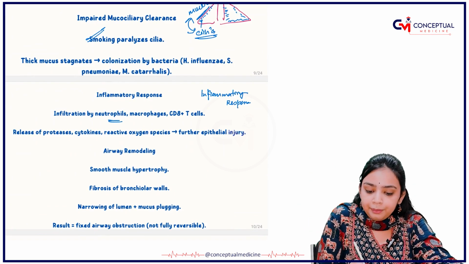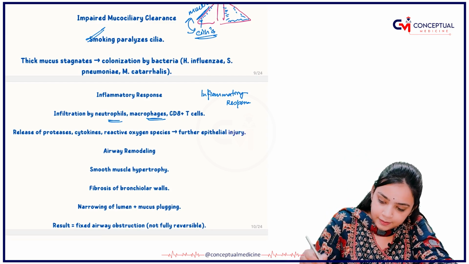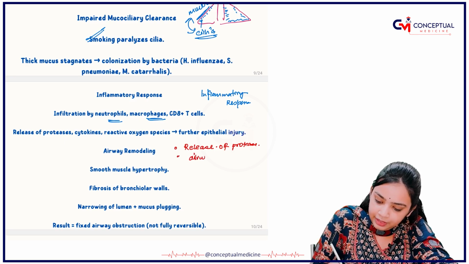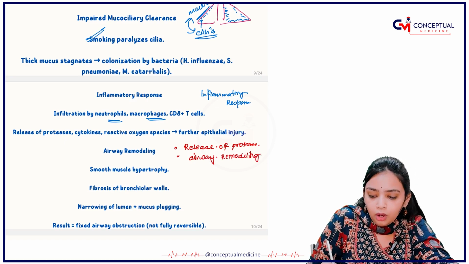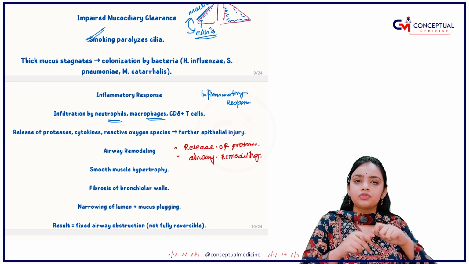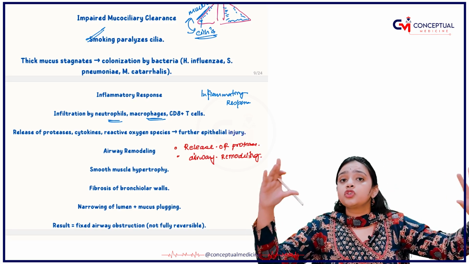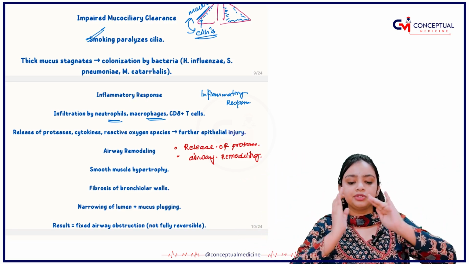As a result of which, the neutrophils and the macrophages get activated, and there is release of what? Release of protease. After that, there will be airway remodeling. I have given you the example of a spring. What does a spring do? When we pull that spring, after some time it gets back to normal. So this is the phenomenon of airway remodeling. Okay, it gets back into shape.